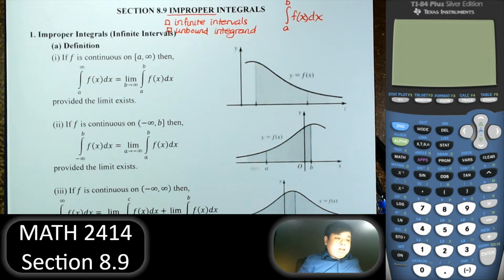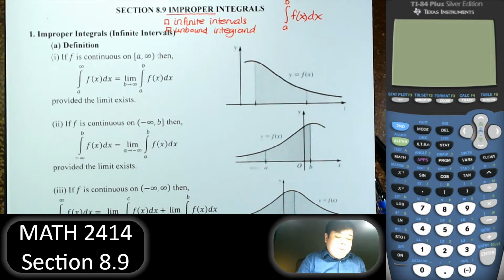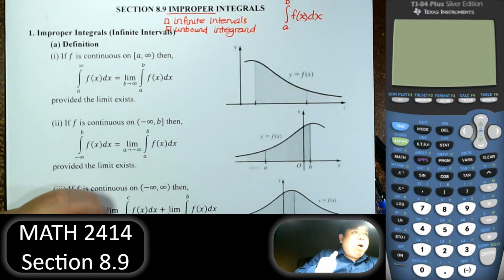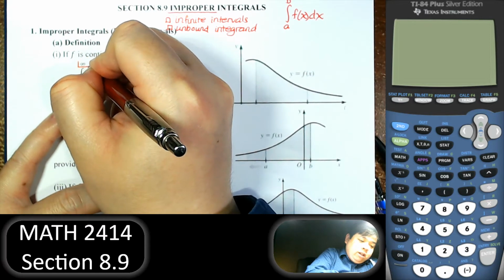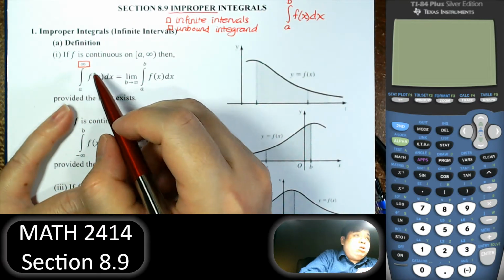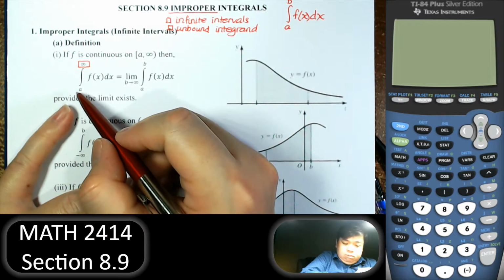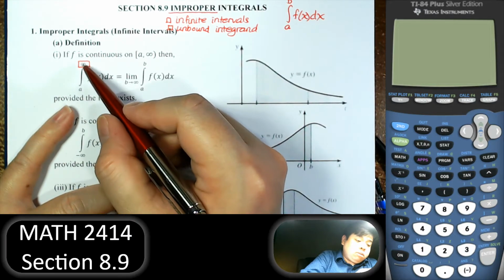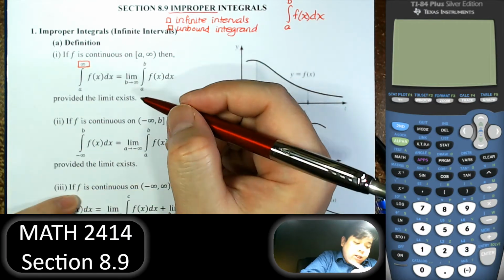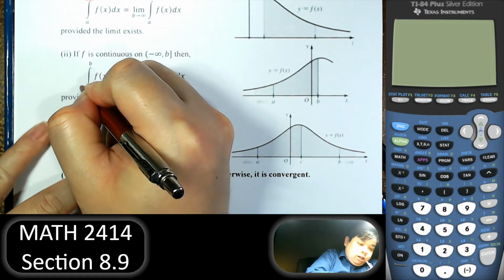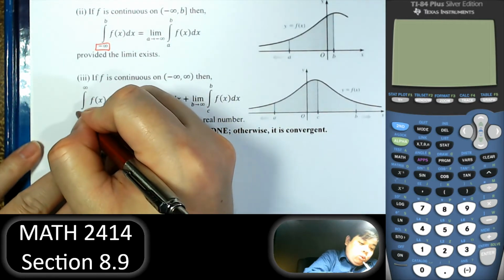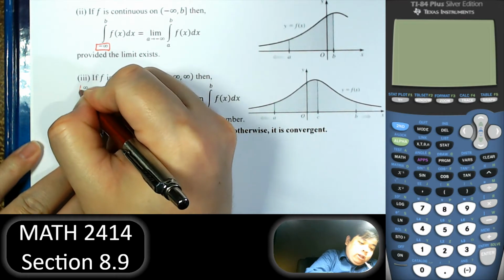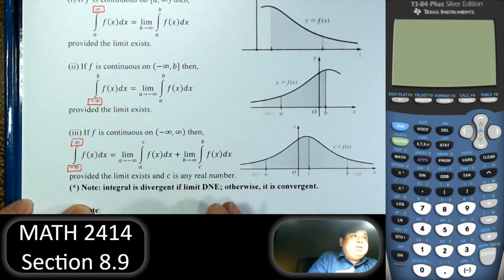So the first part of the section is the problem with the limits, the infinite interval. We will have three cases. The first one is where the function continues from a constant number to infinity, the second one is from negative infinity to a constant, and the third case is where both limits are negative infinity and infinity.